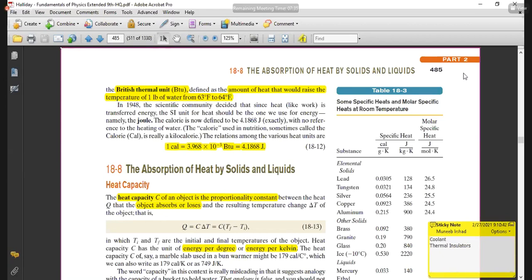So one calorie is equal to 4.1868 joule exactly, and in terms of British thermal unit it is 3.968 into 10 power minus 3 British thermal unit. Okay, fine. Now we come to the absorption of the heat.